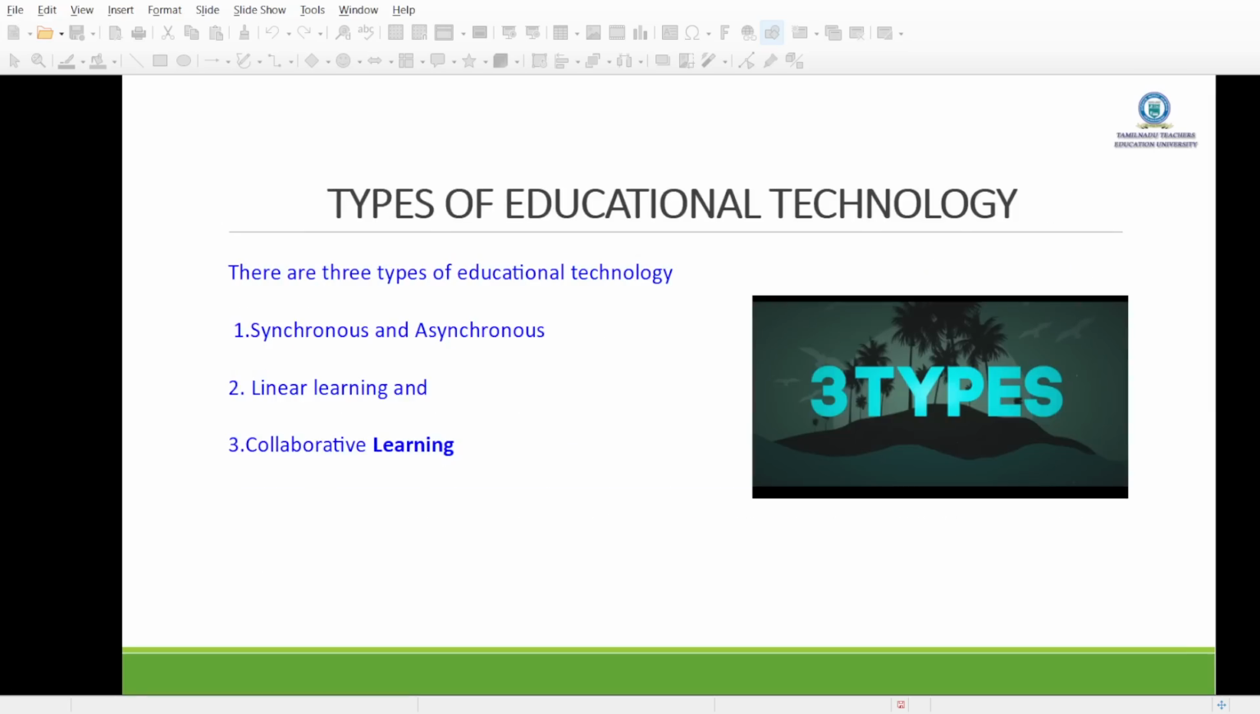And what are the types of education technology? There are three types of education technology. First one is synchronous and asynchronous technology. Second one is linear learning. And third one is collaborative learning. Let's discuss these education technology types in detail.